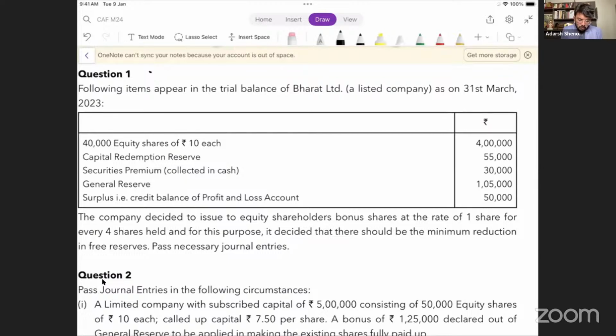The company decided to issue bonus shares to equity shareholders at the rate of 1 share for every 4 shares held. And for this purpose, it decided that there should be the minimum reduction in free reserves. Pass necessary journal entries. See, they'll always give it like this: there must be minimum reduction in free reserves. So we follow that technique, right? I told you the sequence. That sequence will always lead to minimum reduction in free reserves, because we will give free reserves last priority.